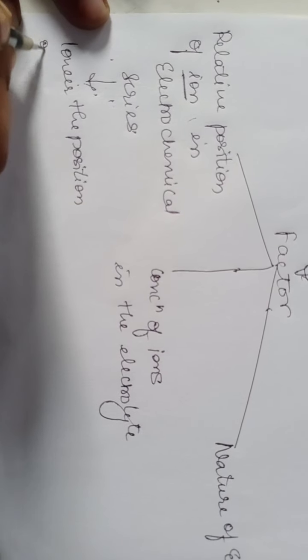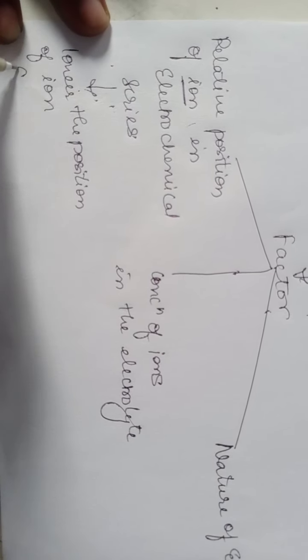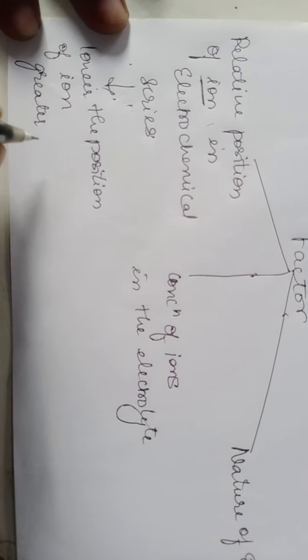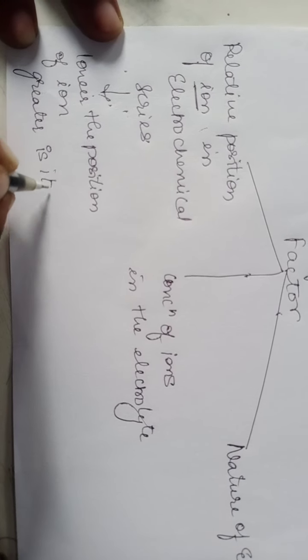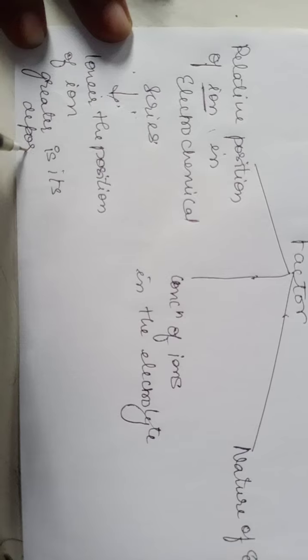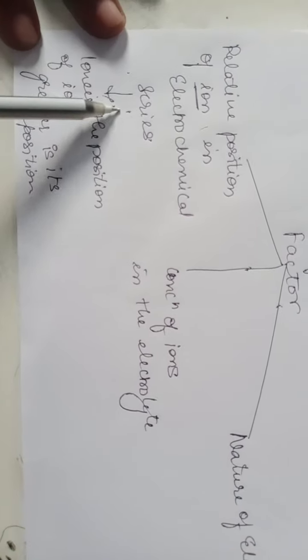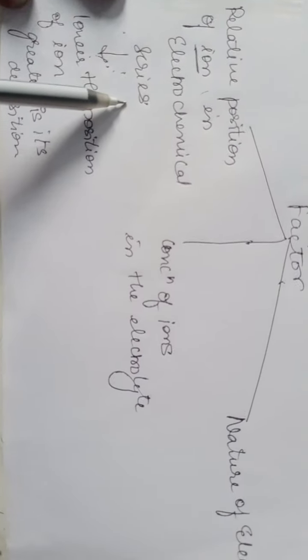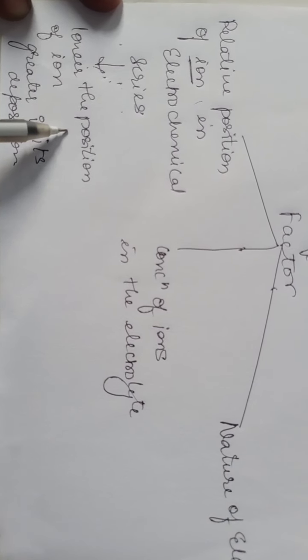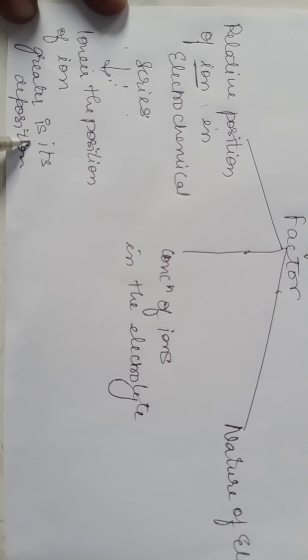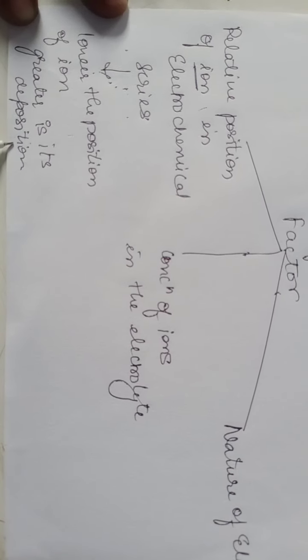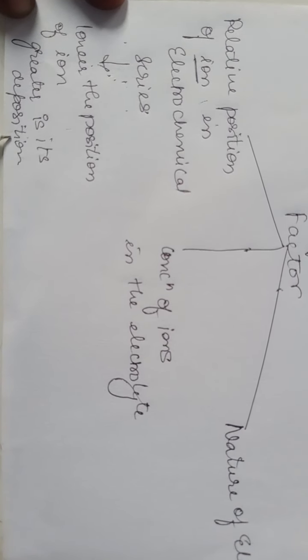the lower the position of the ion, the greater is its deposition or discharge. Are you getting? The first factor says that in the electrochemical series, the ion which is present lower will have a greater tendency to get deposited or get discharged on the respective electrode.